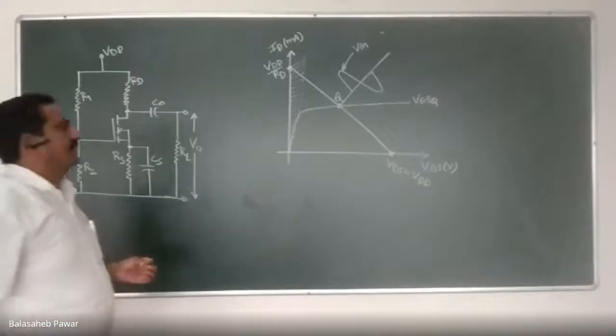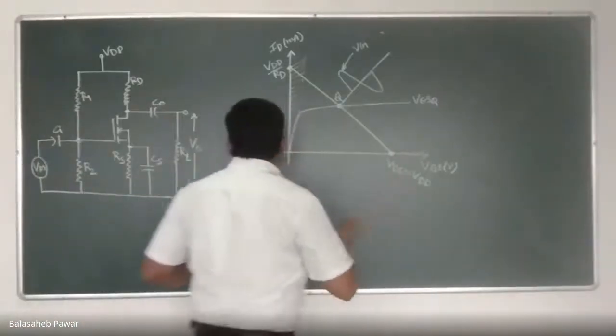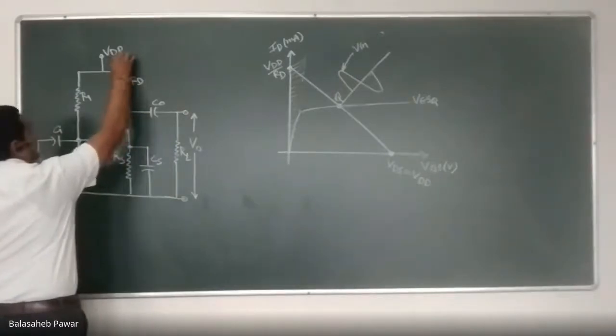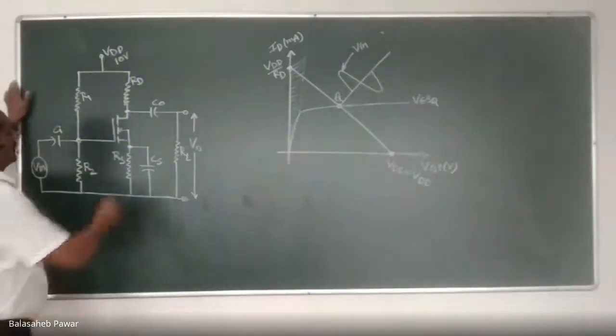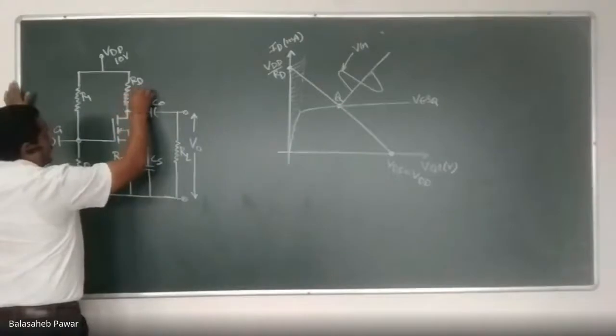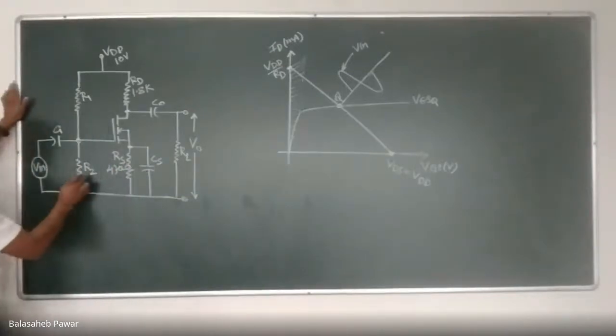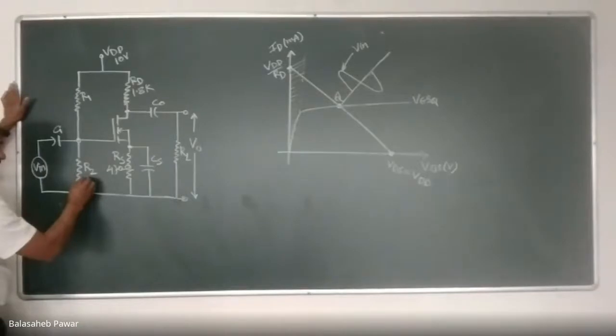Yes, sir. Okay. So as per our actual practical example, this VDD was 10 volt. This RD was I think 1.8K. This RS was 470 ohms. Then this R2, how much was it? 2.7 mega, no? 2.5 mega.